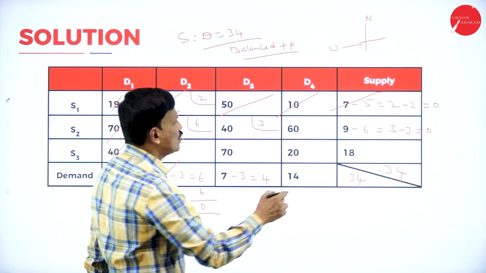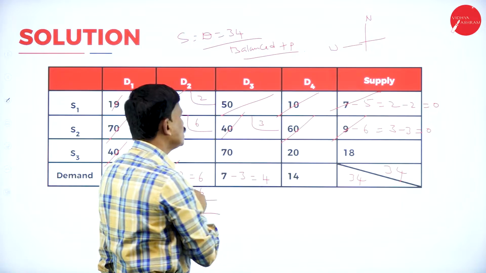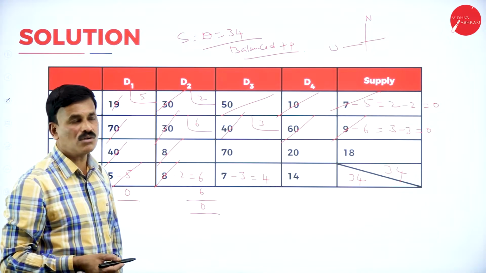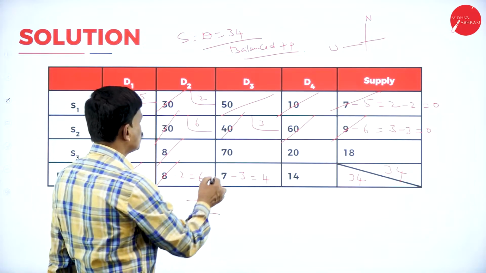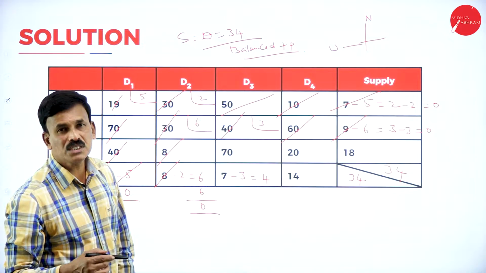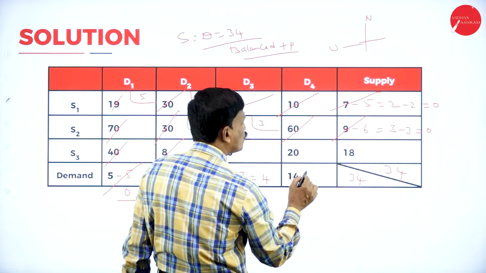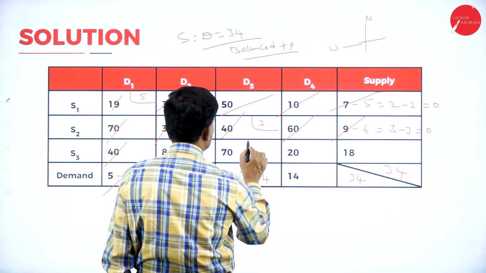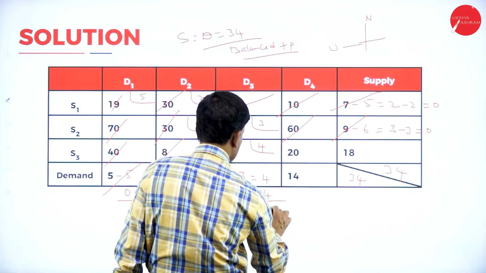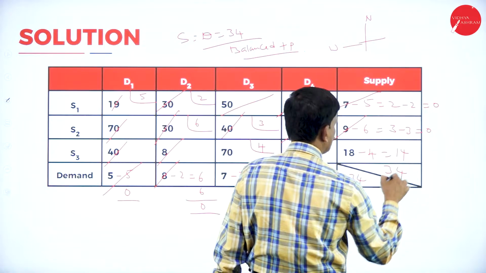Okay. Now, once this is equal to 0, we can cancel this entire row, right? Now, next, find out the next northwest element. The next northwest element is 70, and find out the minimum of the supply and the demand. The minimum of supply and the demand is 4, and the supply is 18. I can allocate 4 here. Then this 4 minus 4 is equal to 0 and this 18 minus 4 is equal to 14.